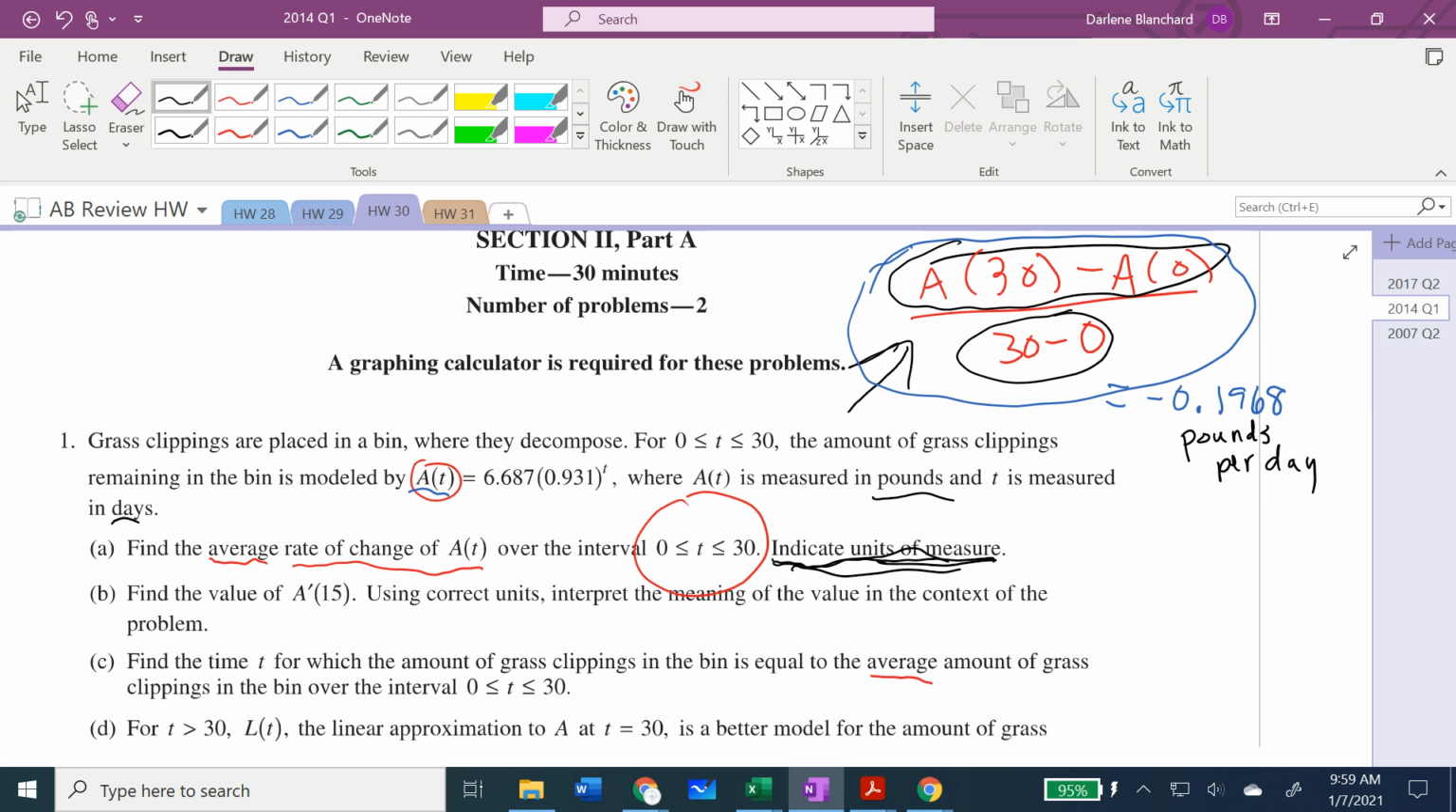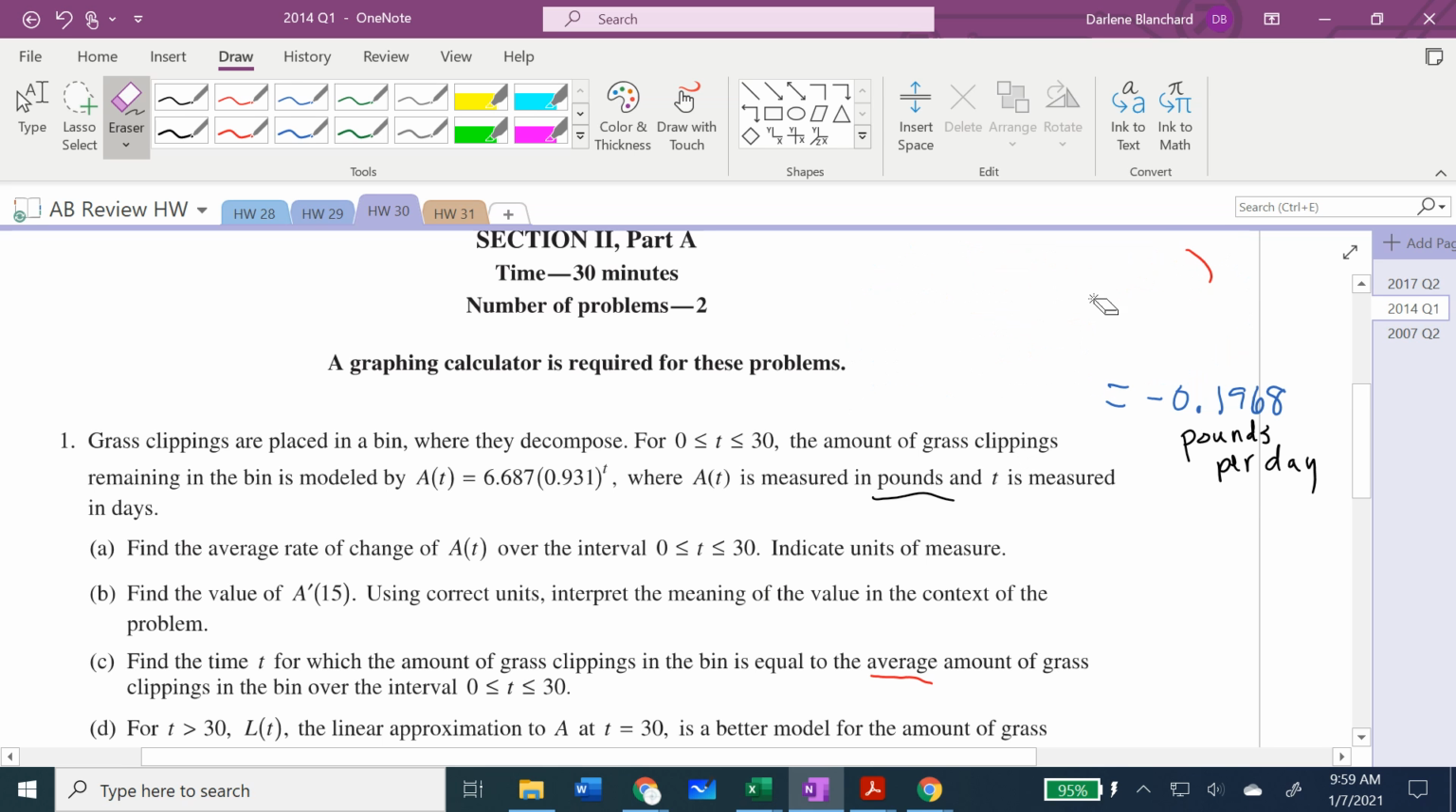Moving on to part B, find the value of A prime of 15. Using correct units, interpret the meaning of the value in the context of the problem. So, your options with your calculator, you can go to your graph menu and find the slope as we have done in the past with doing second trace and for the F4 menu and then doing dy dx. But I want to also show you that you can do it from your home menu as well. In this case, it'd probably be faster from the graph menu.